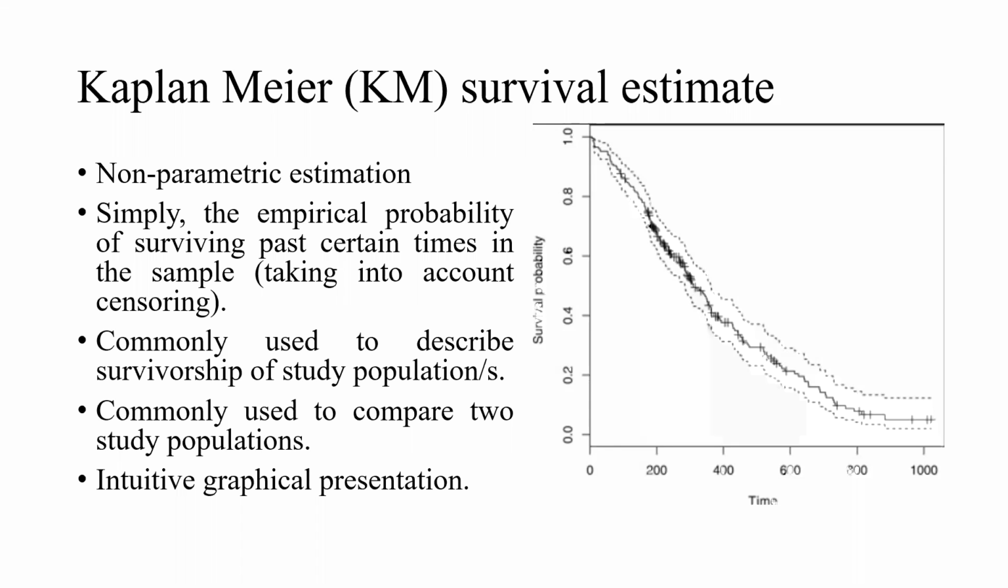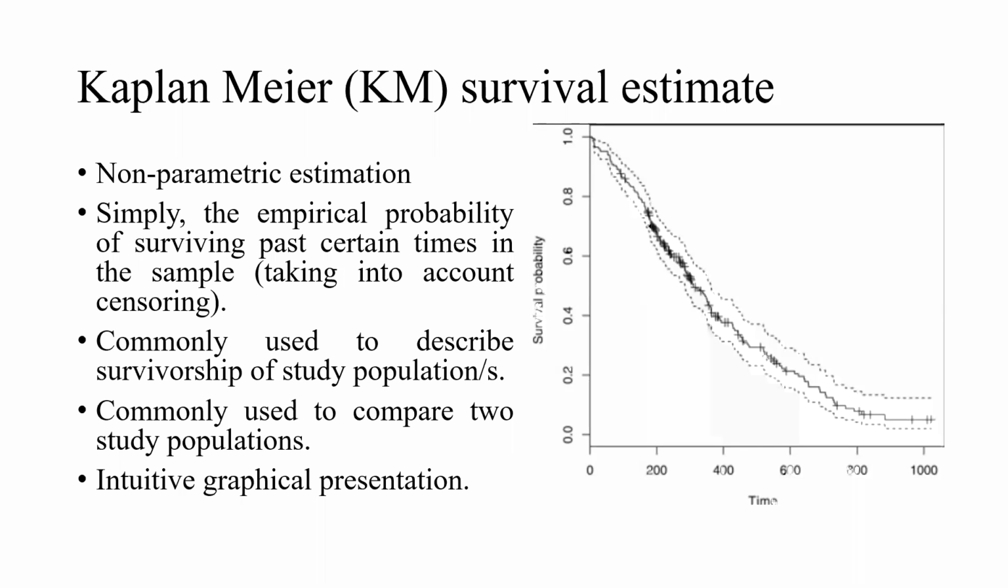So what is special about the Kaplan-Meier survivability estimate? It takes into account censoring, like we have discussed previously. The Kaplan-Meier survival estimate is simply the empirical probability of surviving past a certain time in the sample, taking into account censoring. It is commonly used to describe the survivorship of a study population, and to compare study populations using the log rank test that we will be discussing in our next session.